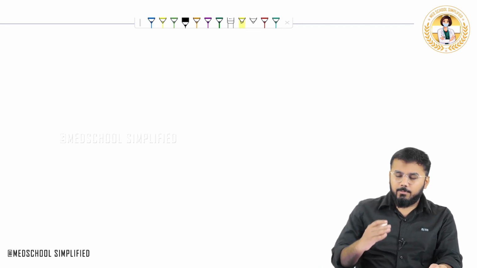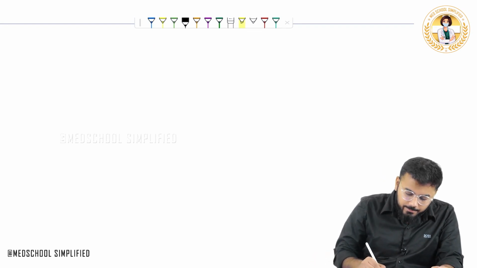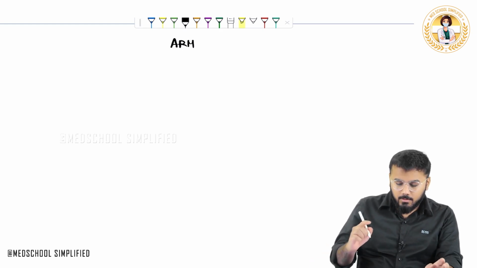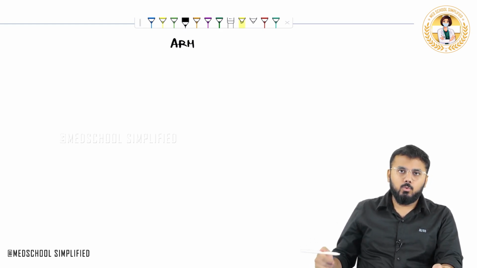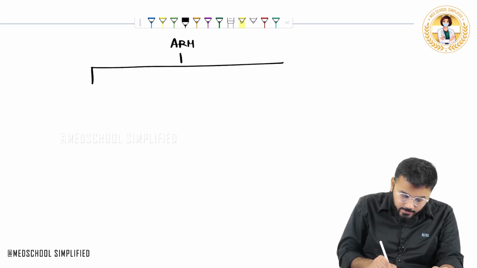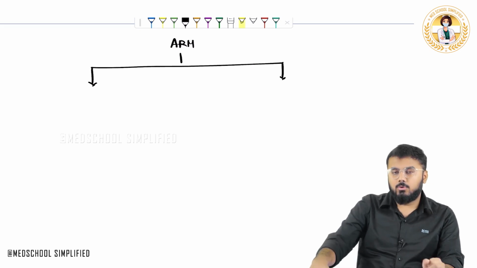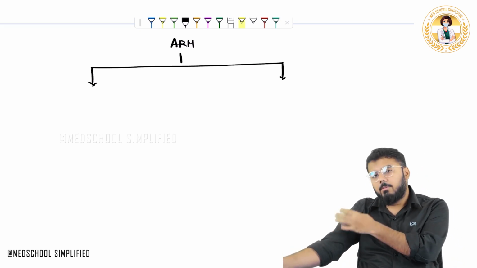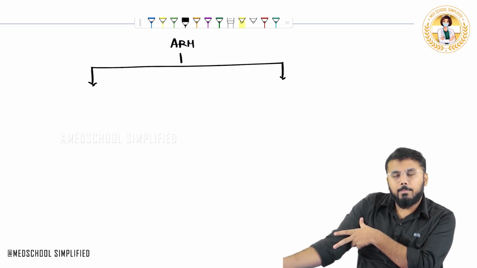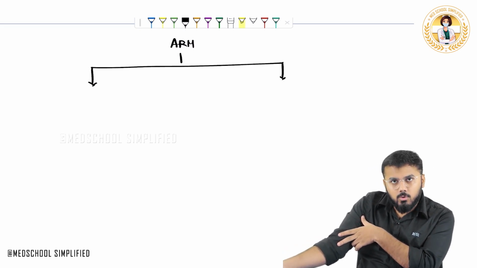So guys, now we shall be moving on to the muscles of the arm. The muscles of the arm are divided into two compartments. So what is your arm? This is your arm, not this entire thing. This part is your arm, or brachium. It is divided into two compartments.